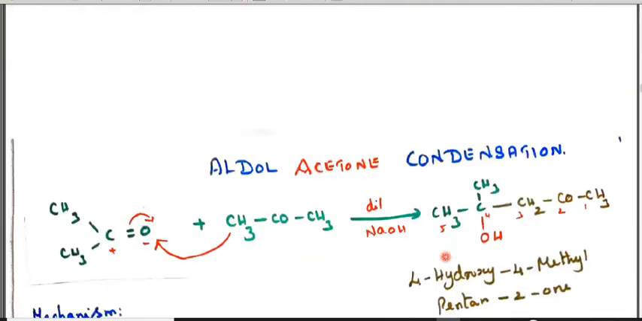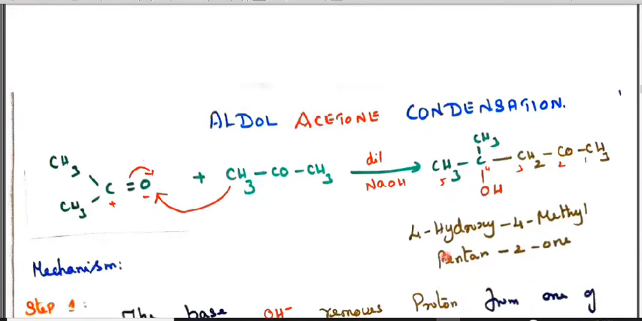So the next question is aldol acetone condensation. In this aldol acetone condensation mechanism, we take two molecules of acetone, CH3COCH3, one in structural formula and another in molecular formula. The electron shifts from carbon towards oxygen, because oxygen is more electronegative than carbon, so carbon acquires a positive charge and oxygen a negative charge. One of the hydrogens is shifted to oxygen. So we get CH3C(CH3)OH and CH2COCH3.